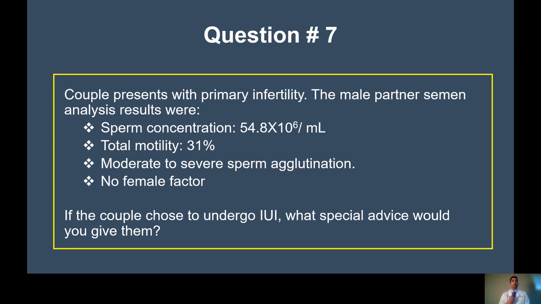Question number 7. We have a couple who presents with primary infertility. The male partner's semen analysis is as follows: sperm concentration of 54.8 million, a motility of 31%, moderate to severe sperm agglutination, and no female factor. If the couple choose to undergo intrauterine insemination, what special advice would you give them?